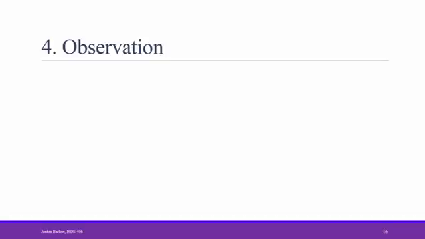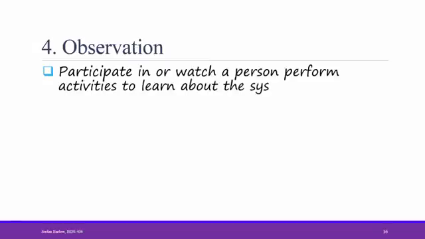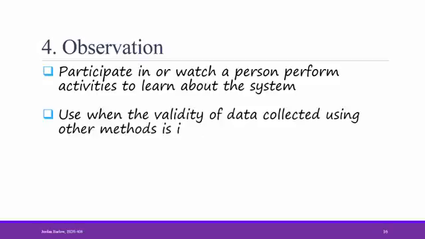The next technique for gathering requirements is observation. This refers to when analysts participate in or watch a person perform their activities to learn about the system. For example, an analyst might sit down with a staff member and watch him or her do their daily work. It's nice to use observation when the validity of data collected using other methods is in question.